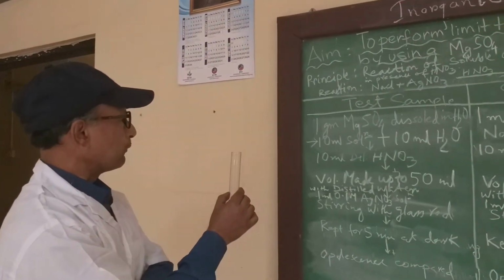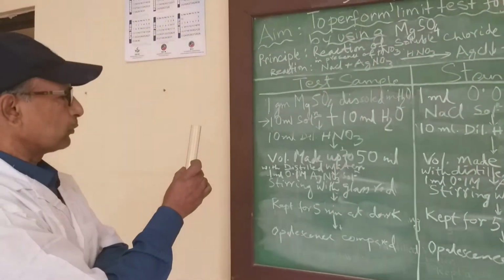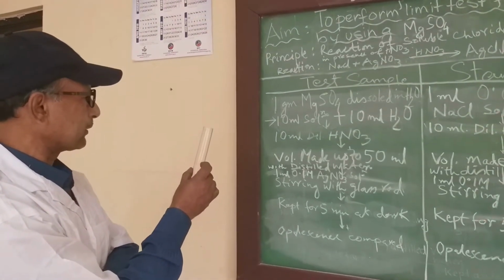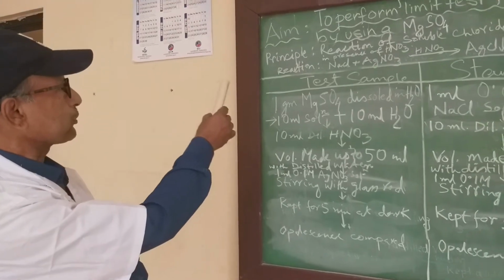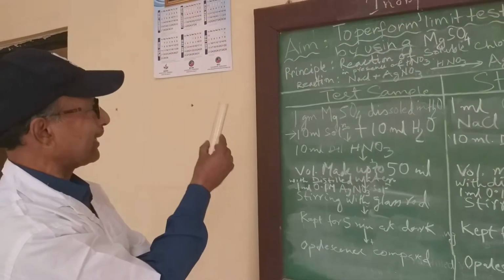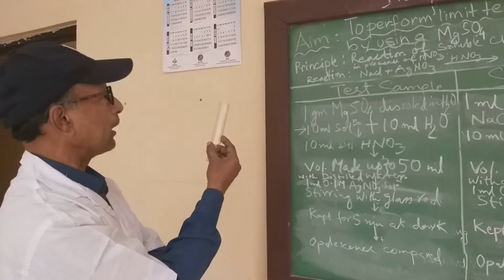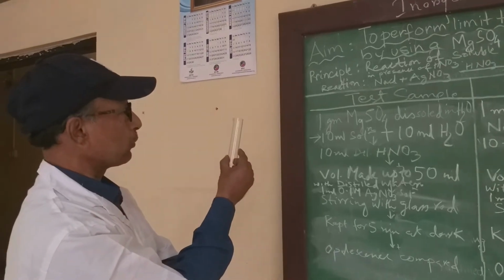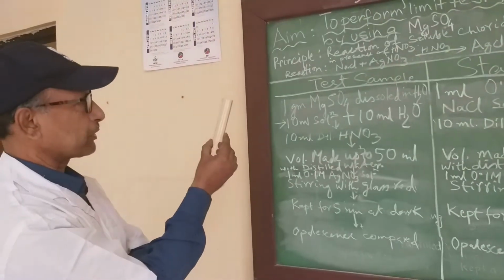Then 1 ml of 0.1 molar silver nitrate solution will be given here. Now you know the soluble chloride which is present in magnesium sulfate will react with the silver nitrate. NaCl plus AgNO3, or any chloride, not only sodium chloride. If it contains calcium chloride or magnesium chloride, anything, that soluble chloride will react with the silver nitrate to produce silver chloride precipitate.